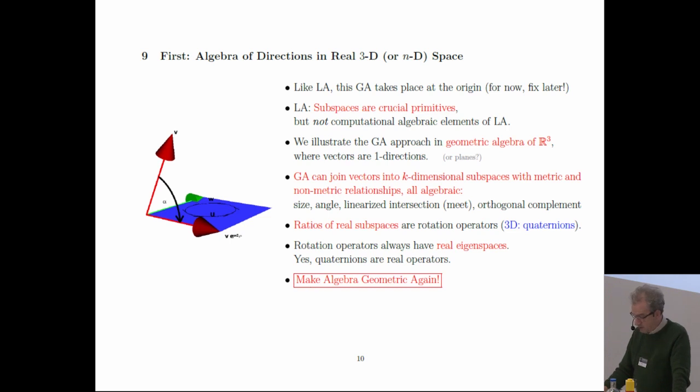I have some red hats that I can sell you that have that as a logo. MAGA.